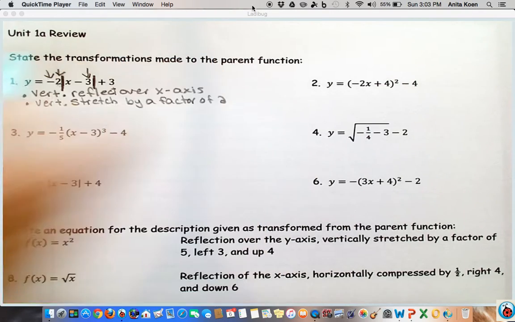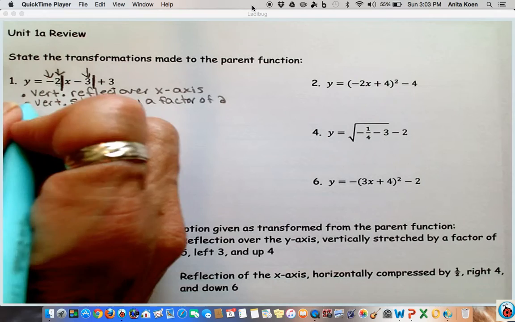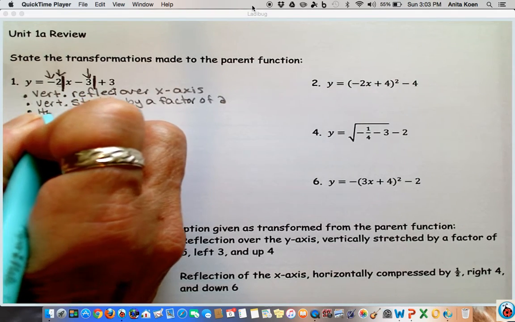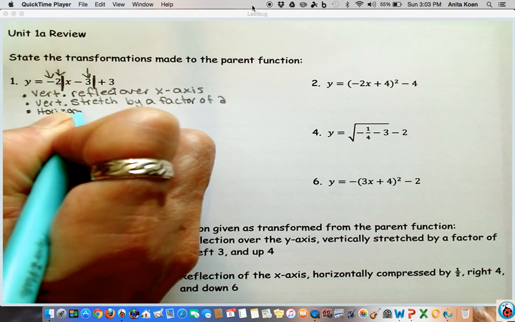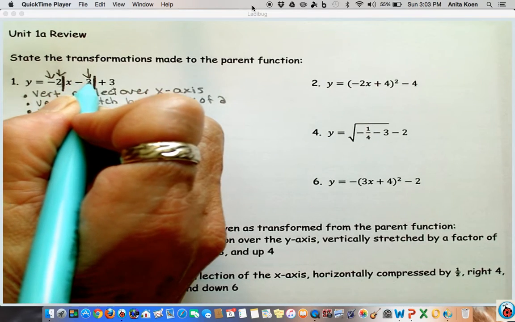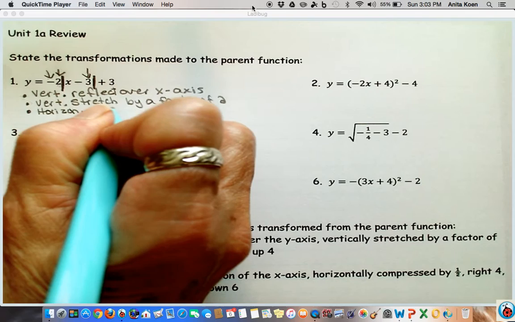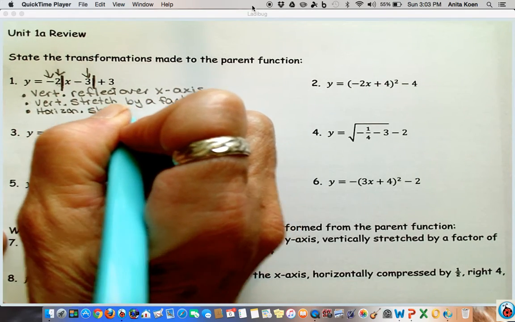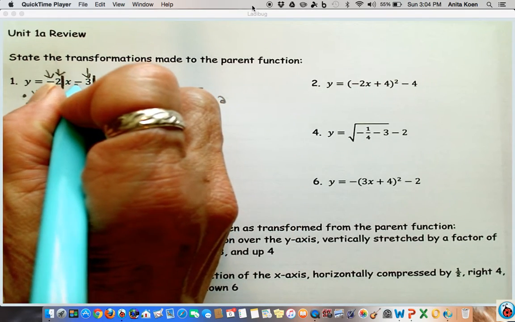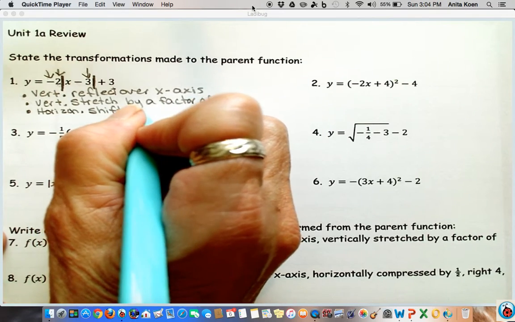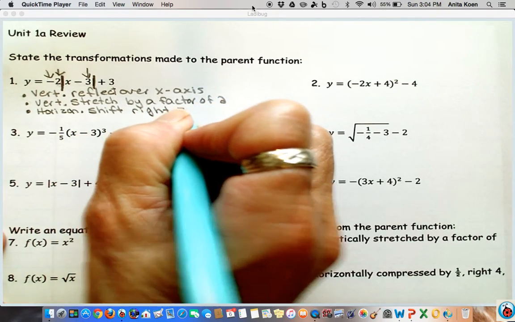This number 3 is on the inside. So that makes it a horizontal change. Because it's a negative 3 being added to the x, this is a shift. And it will shift opposite of what this looks like. This is negative 3, so it's going to shift right 3 units.